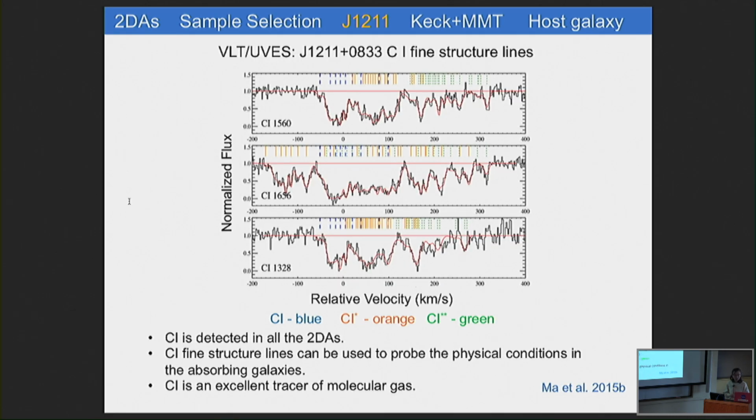It's remarkable that we simultaneously detected multiple C I fine structure lines in the same system. Actually, C I is detected in all the 2175 absorbers. As long as it's covered in the spectrum, it's always detected. C I fine structure lines can be used to probe the physical conditions in the absorbing galaxies, like their volume densities and temperatures. C I is also an excellent tracer of molecular gas. Actually, we have a tentative detection of CO absorption lines. It's promising that we'll be able to detect their corresponding emission lines with ALMA, for example.